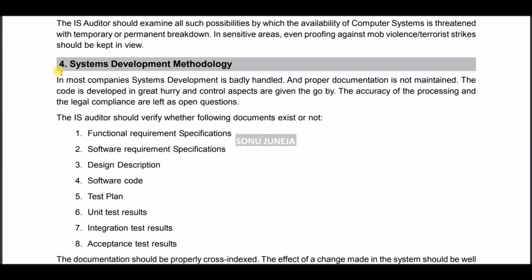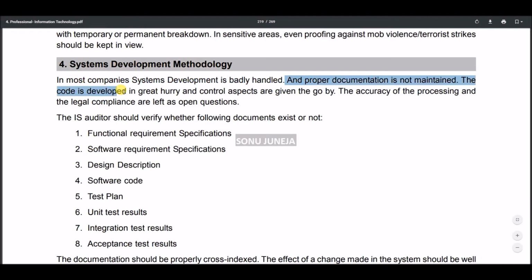Then you have the system development methodology. In most companies, system development is badly handled and proper documentation is not maintained. The code is developed in a great hurry and control aspects are given the go-by. The accuracy of the processing and the legal compliances are left as an open question.